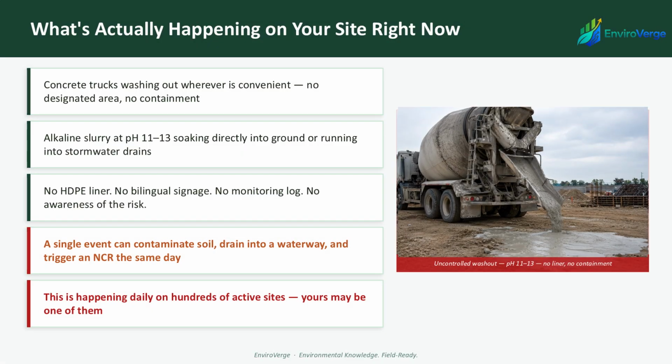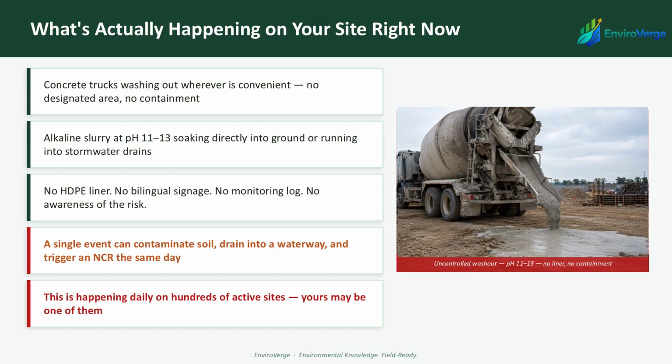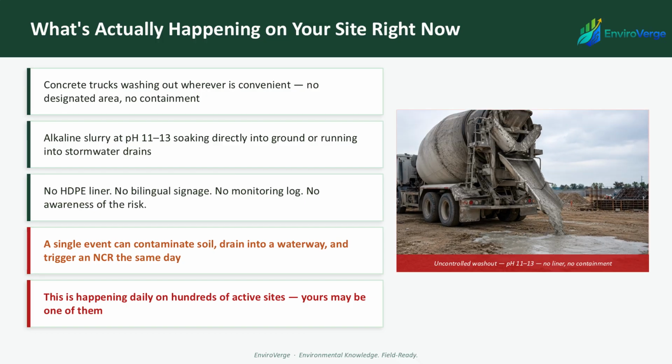Here is what happens on construction sites every single day. A concrete mixer finishes a pour. The driver needs to wash out the drum. There is no designated area, so the driver picks whatever is convenient. Behind the equipment yard, near a drainage channel, on bare ground. What comes out of that drum is not just dirty water.